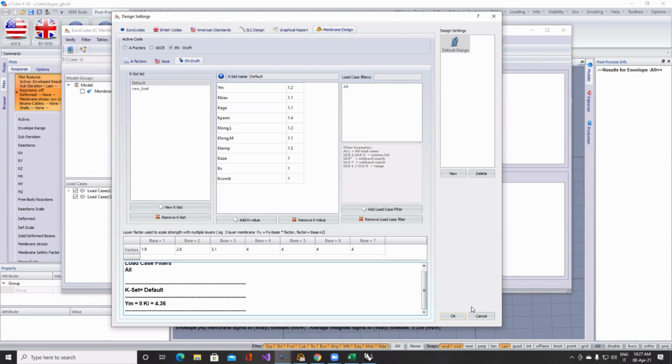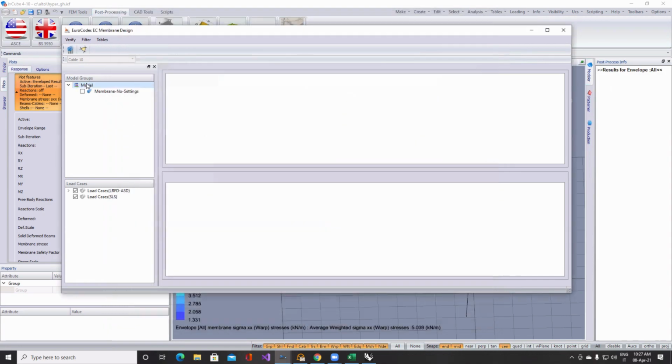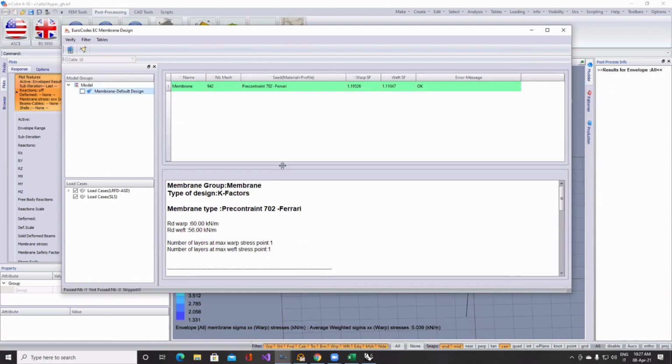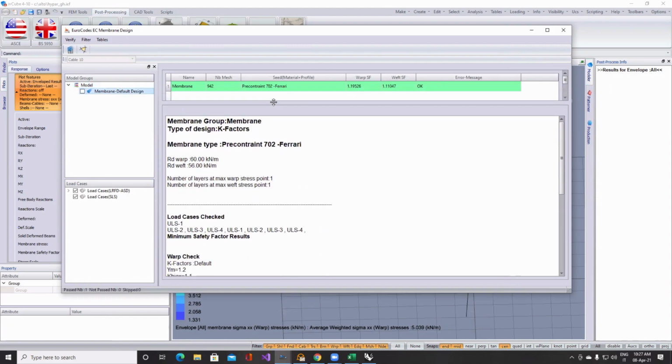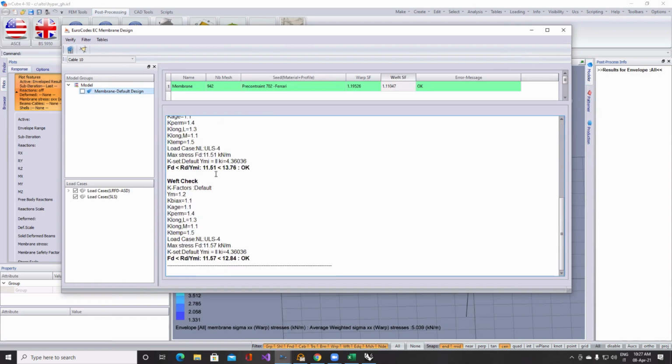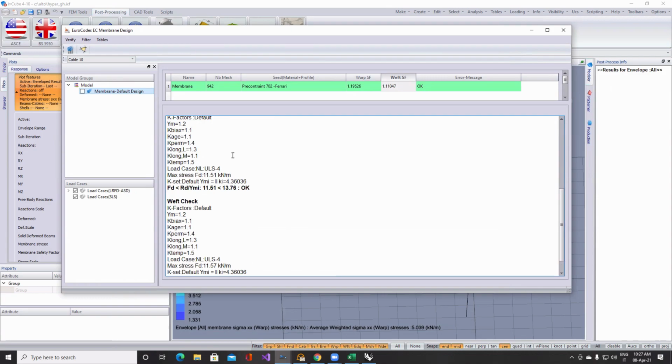So once we have defined this, we right-click on the model, we apply design settings that we want to use, and then we double-click to check the membrane stresses. We see a green line, and that means that the safety factor is okay. We have a safety factor in the warp of 1.19 and the safety factor in the weft of 1.11. And here we can see all the calculations that it has made to check that the membrane is within the safety region.